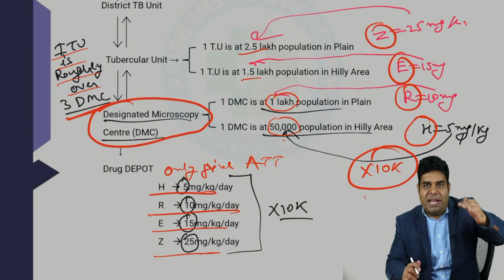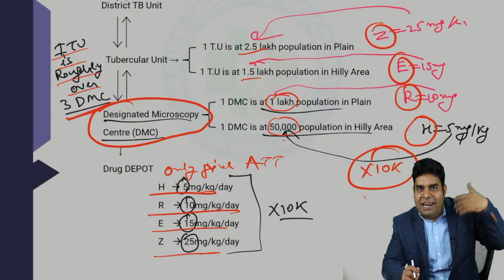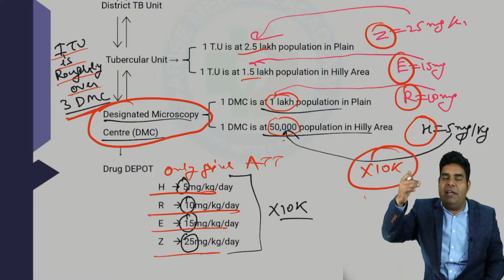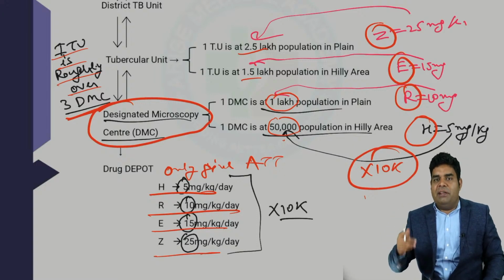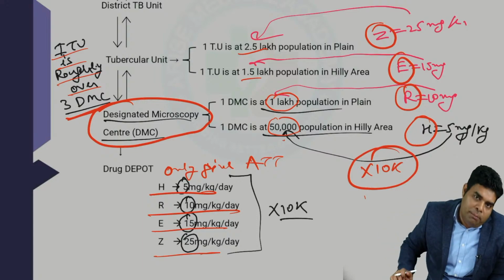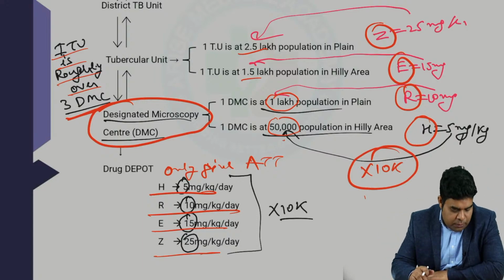Ideally, it should be 5, 10, 15, 20. But Z is the last alphabet, so we give 5 extra and it is 25. So 5, 10, 15, 25 is the dose. And similarly, 50,000, 1 lakh, 1.5 and 2.5 lakh are the population norms. So with this, you can remember that also.